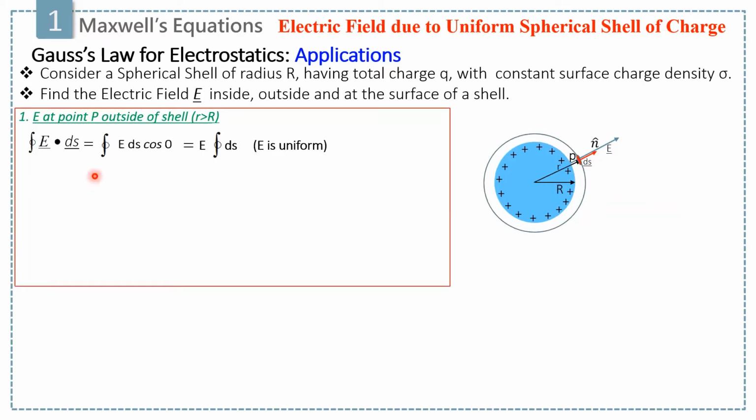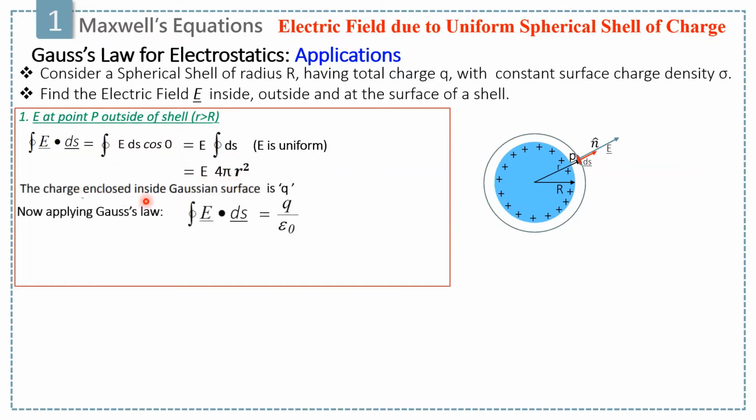Now, the total flux through the Gaussian surface is equal to the closed integral of E dot dS, which is equal to E dS cos 0. Cos 0 is 1. So this becomes E times the closed integral of dS. The Gaussian surface area is 4 pi r squared. So we can write E, the electric field, times 4 pi r squared.